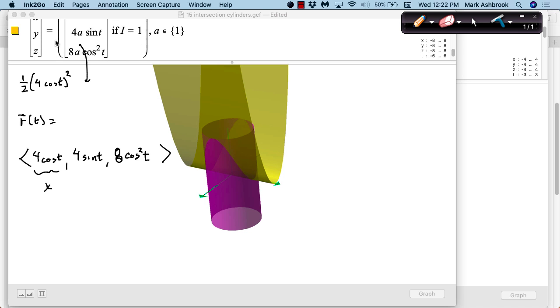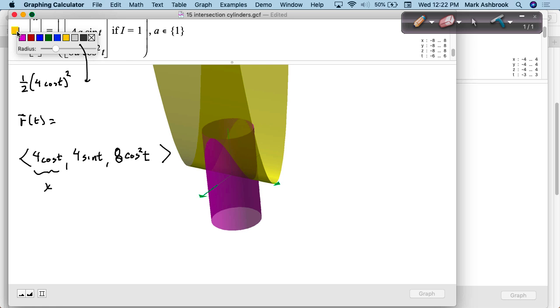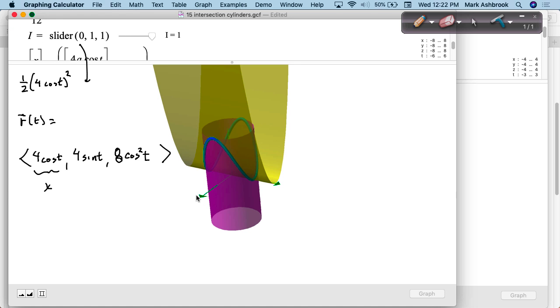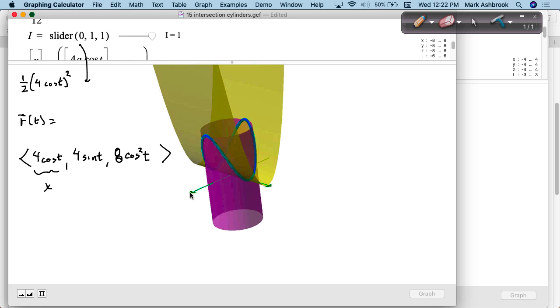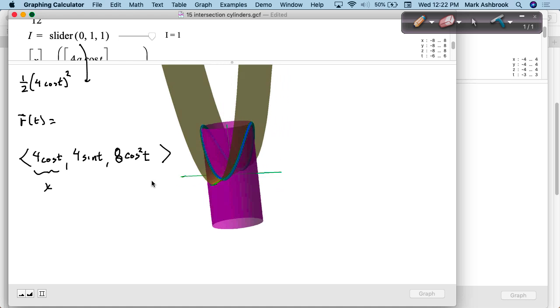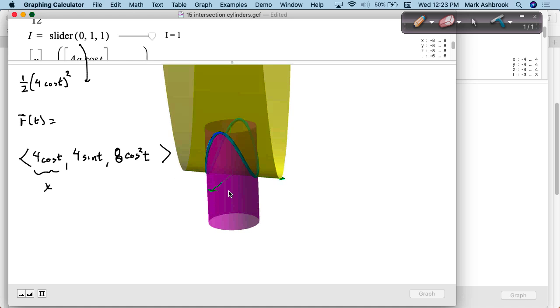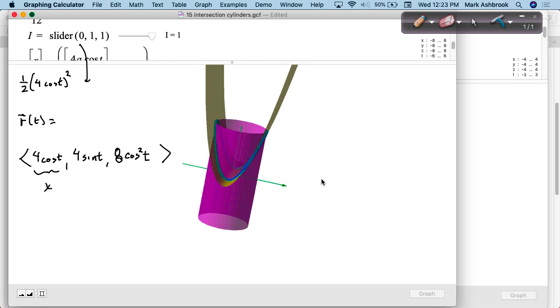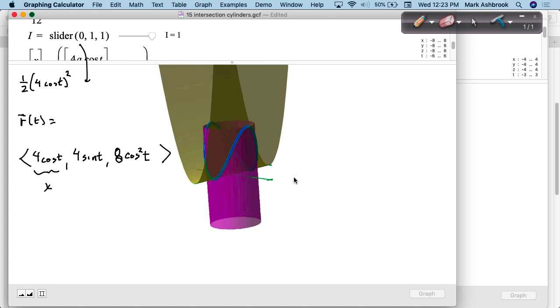So let's make it, I don't know, turquoise. Let's see if turquoise shows up. Kind of. It's dark. See it? So that turquoise curve is the intersection of those two, and it's the function we said: 4 cosine, 4 sine, 8 cosine squared.